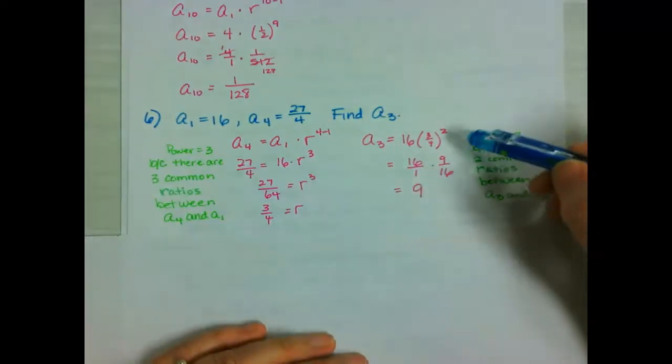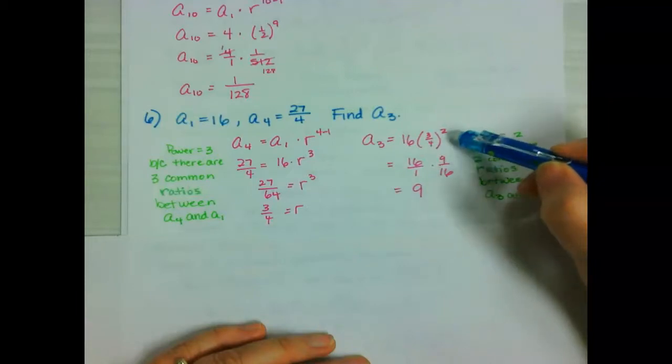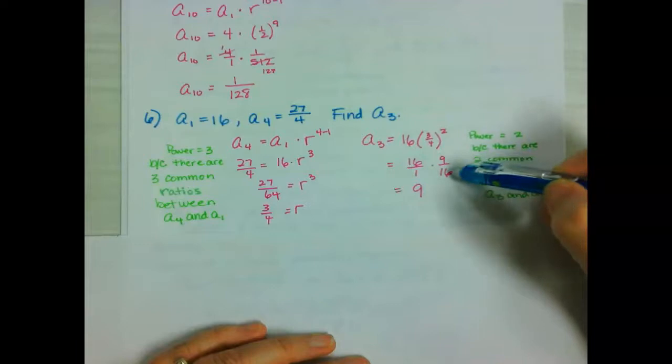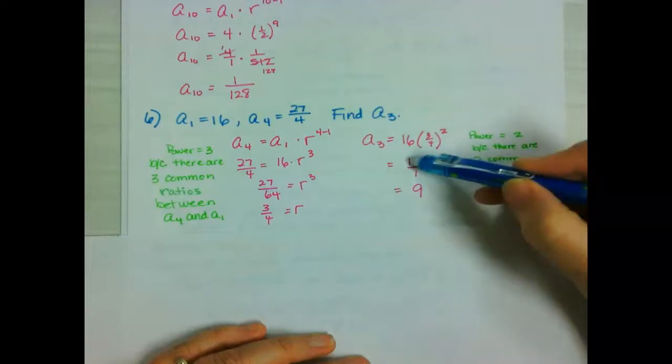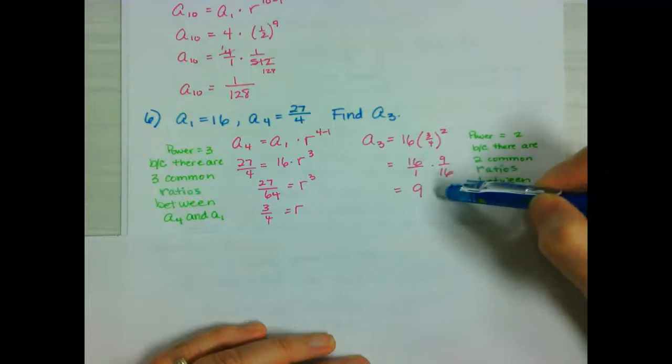So then over here I have a sub 3 equals 16 times 3/4 squared. And when I square 3/4, that's just multiplying the fraction together. So 3 times 3 is 9, 4 times 4 is 16. So we can see right here then, the 16s are in common. They're on that diagonal. They're going to cancel, and I'm left with 9. And that's the value of a sub 3.